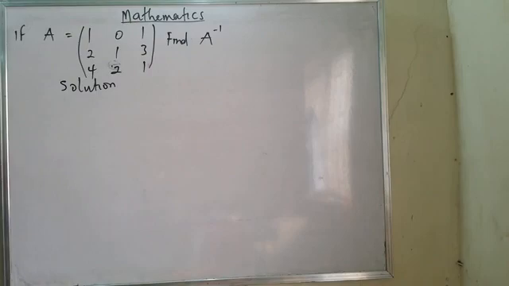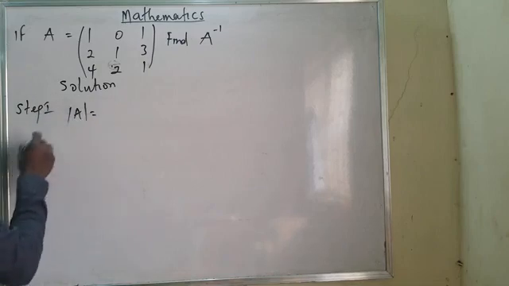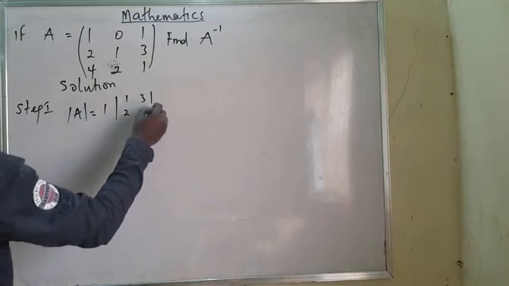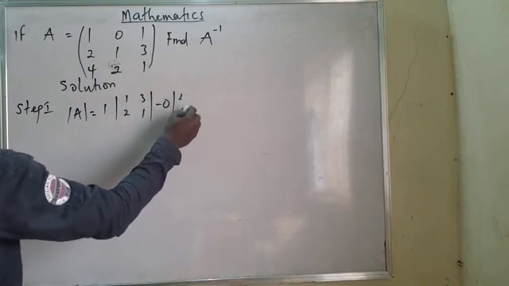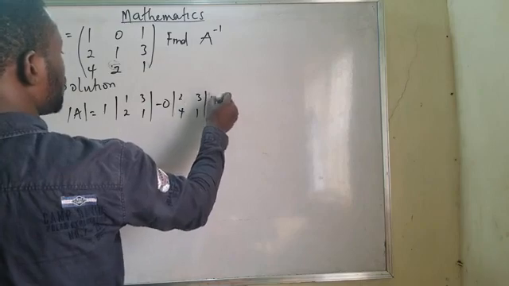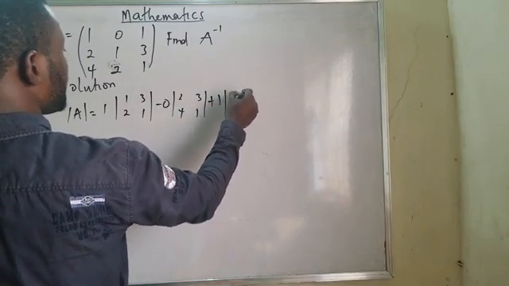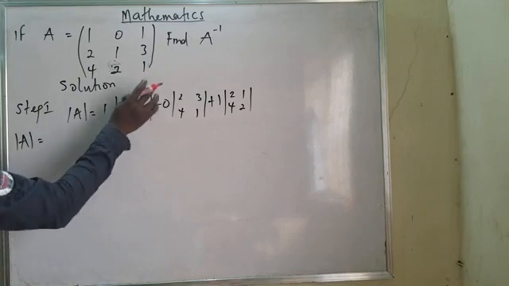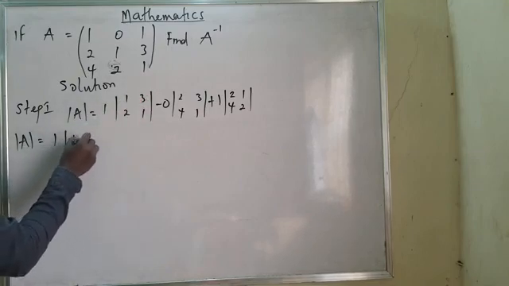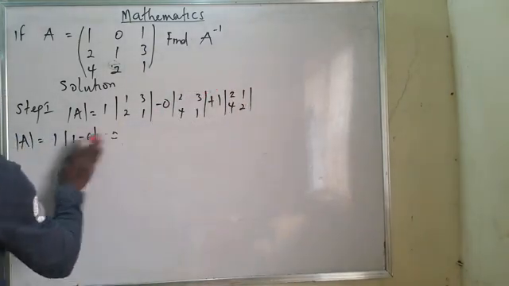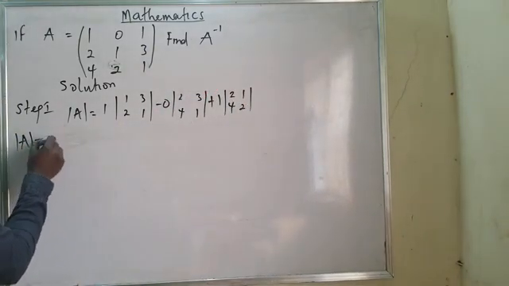Don't forget that I'm trying to get step 1. I want to go for step 1, which will be the determinant of A, expanded along the first row using the minors of 1 3 2 1, 2 3 4 1, and 2 1 4 2. By so doing, the determinant of A will be 1 minus 6, and 0, everything becomes minus 5. It means the determinant is minus 5.